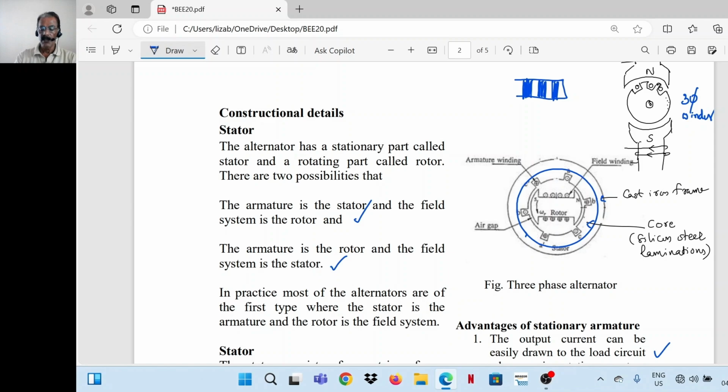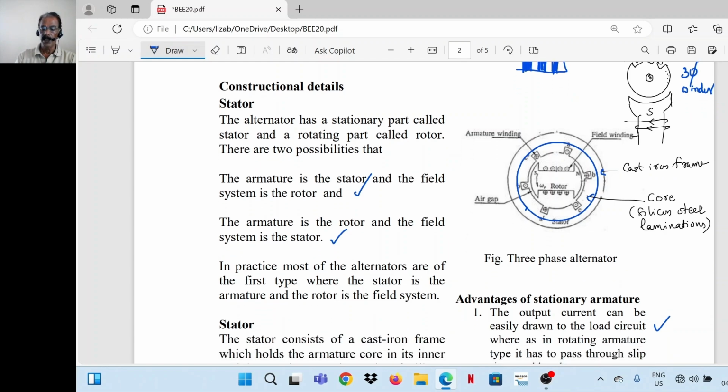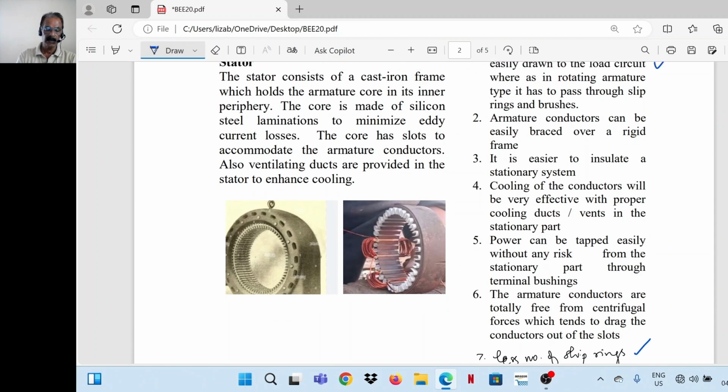So because of these advantages, most of the alternators are of stationary armature type. So the stator, the outermost part, is a frame made of cast iron. Inside that, a core made of silicon steel laminations. Say in this figure, this is the frame. This is the core. Core is made up of silicon steel laminations, and the slots are there in the inner periphery of the core.